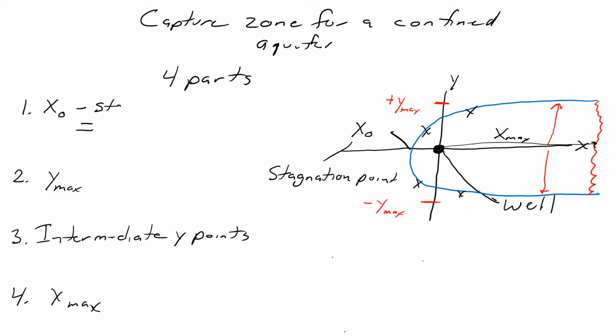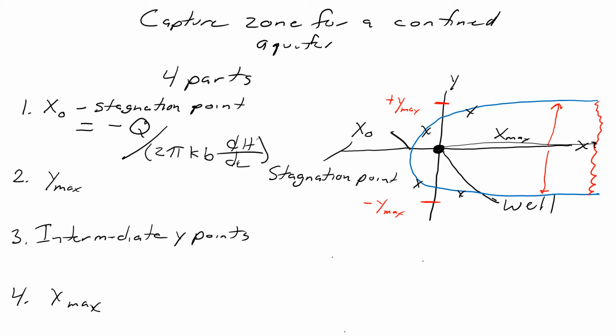So again, x naught is the stagnation point. And it equals negative Q over 2 pi K b, dH over dl. So that's going to give you the value for x naught, which is right there. And if you look, that's going to be a negative number, isn't it? It's going to be a negative x value, if you just assume that the well is at 0, 0 in this xy plot. And if you look at the equation, negative Q will give you a negative number.